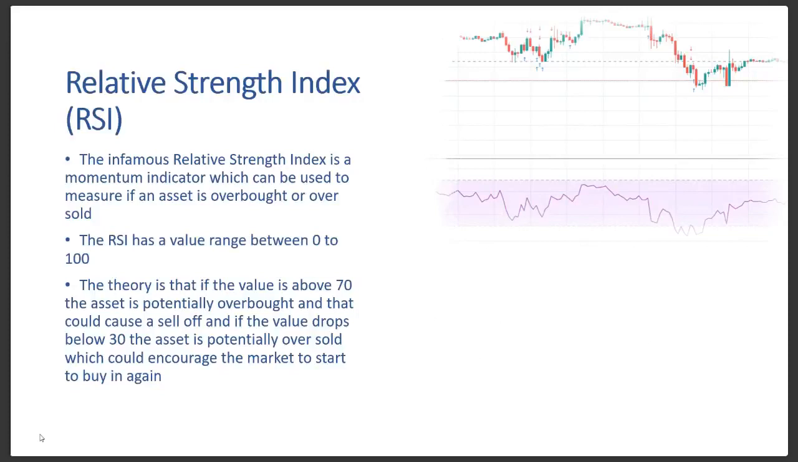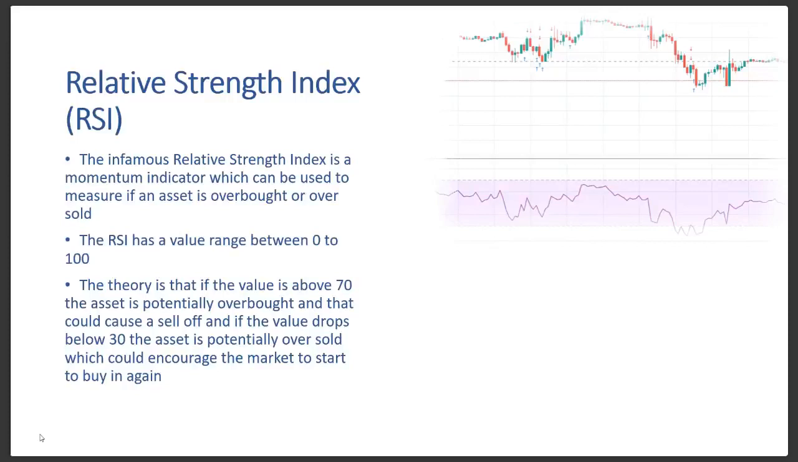But this is the idea, or the theory. The RSI, again, follows the momentum of an asset. And the theory is that it can show us potentially when an asset is overbought or oversold. Remember, if it's overbought, the market might start selling off again. Oversold, the market might start buying in again. So this is what we're looking for.